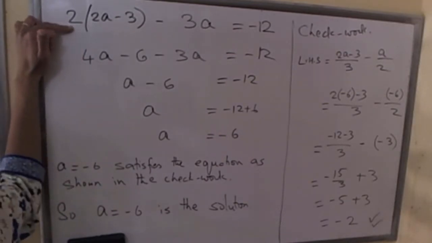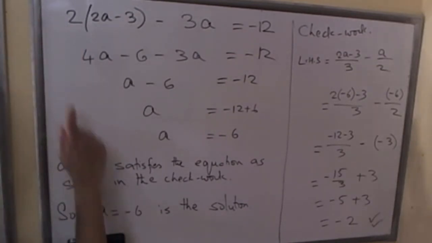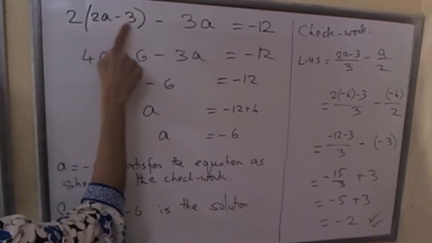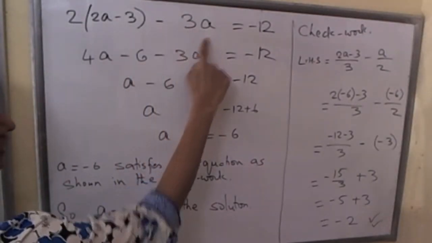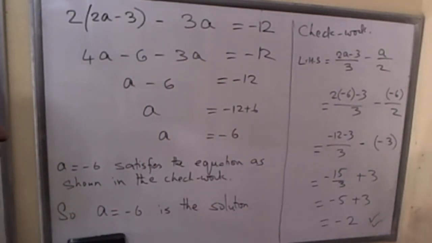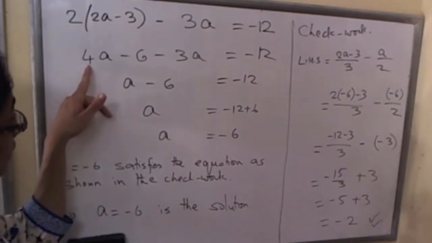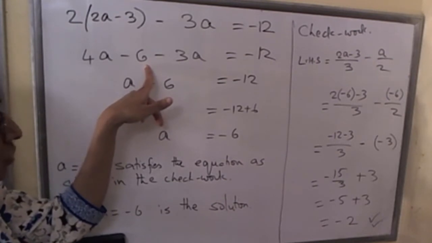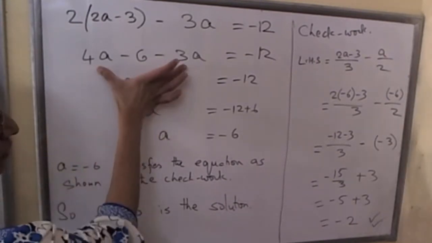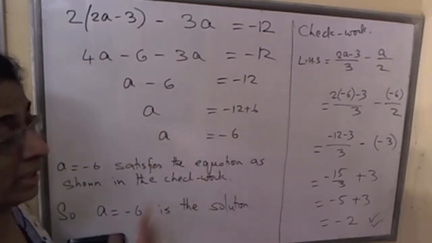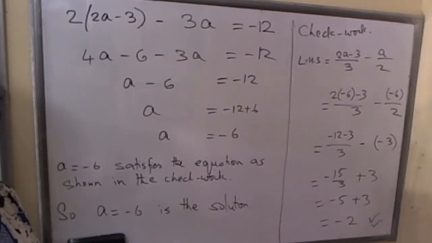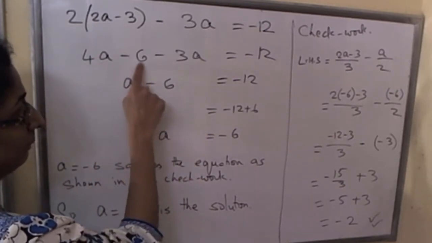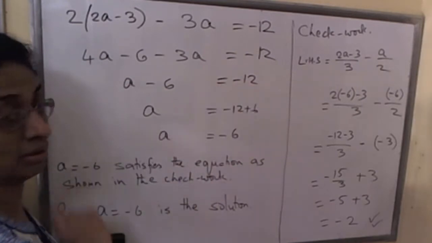This is the equation we have. Once again, applying the distributive law, we get this step. 2 times 2a is 4a. 2 times negative 3 is negative 6, minus 3a equals negative 12. And recall my comment in another video. We have this expression that has terms with a in it, and a number, which is a clue for you that we must simplify this expression before you begin to add the same number to both sides and so on. So that's what I do. 4a minus 3a is a, minus 6 is here, equals negative 12.